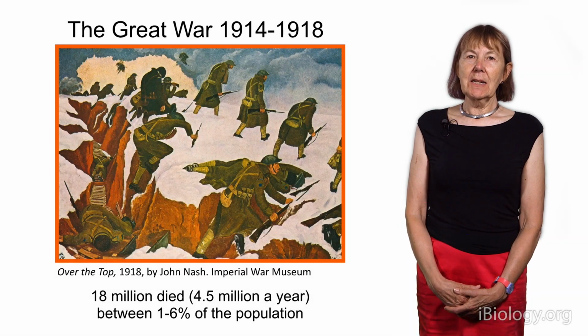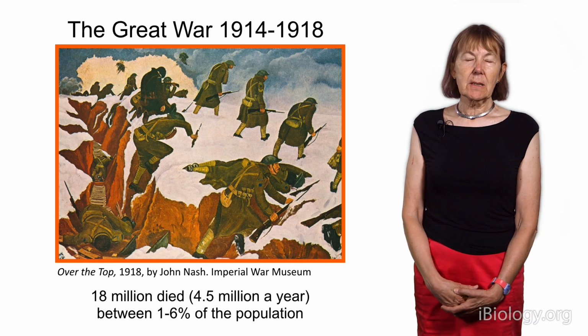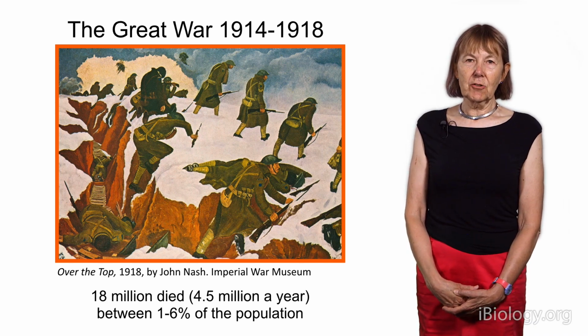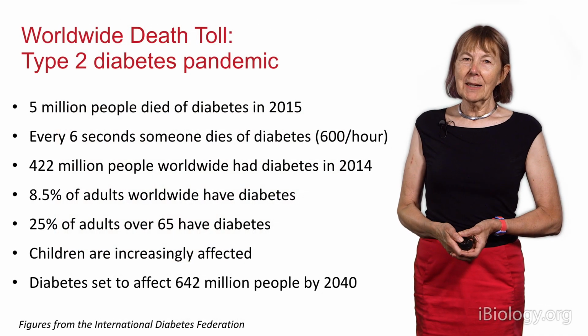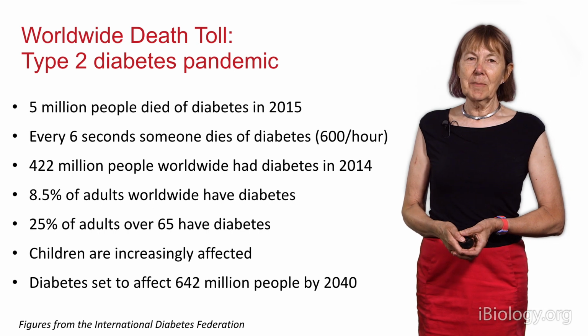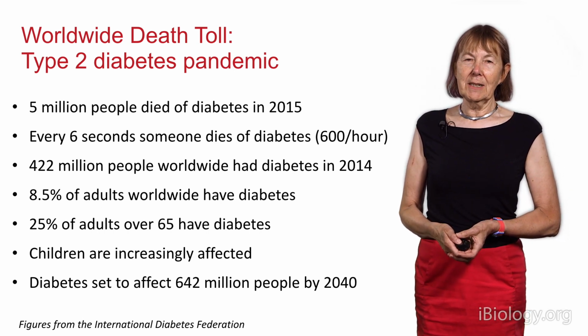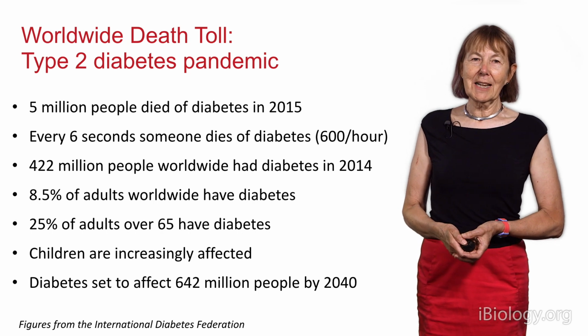100 years ago, 18 million people died in the First World War, around 4.5 million people a year. It was considered the greatest loss of human life in the 20th century. What's perhaps not so widely appreciated is that the annual death toll from diabetes is similar. In 2015, 5 million people died of diabetes. That's one person every 6 seconds, or 600 people an hour.